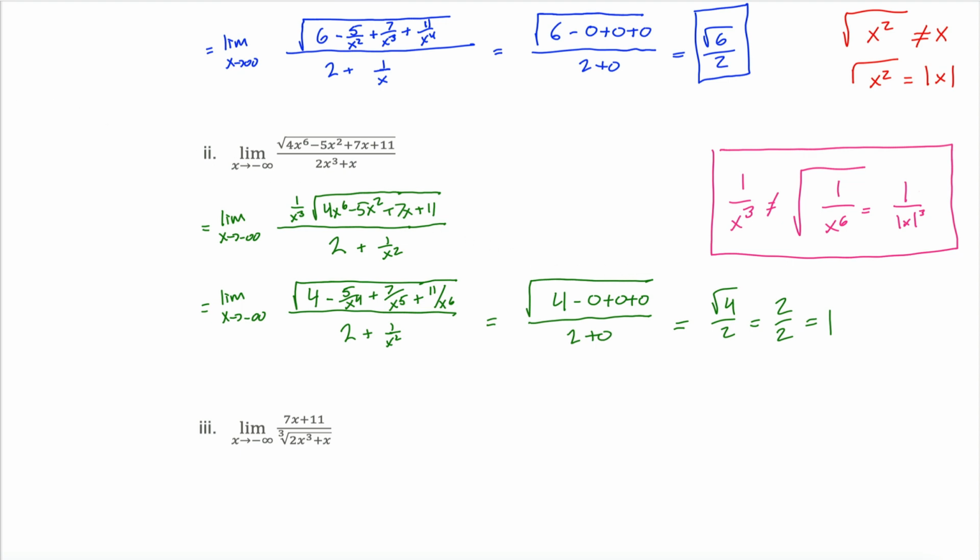I mean, yeah, I guess there's a couple different options. Really what's going on is, from this line to this line, we can't just make 1 over x cubed the same as the square root of 1 over x to the 6th power. Because the square root of 1 over x to the 6th power is not 1 over x cubed, it's 1 over the absolute value of x cubed.